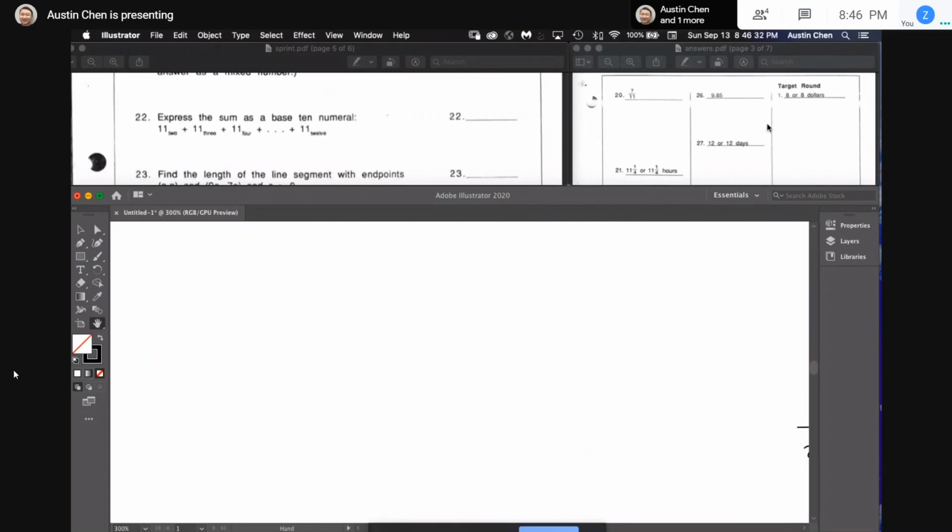All right, express the sum as a base 10. Why do they have it in words? I've never seen that in my life. They have it in words. Who puts it in words? What? All right. Okay.